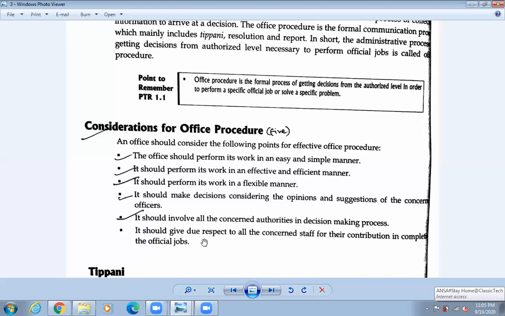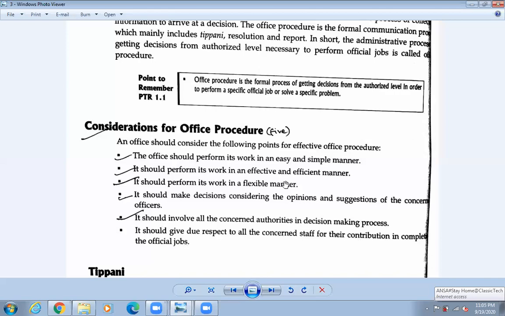So, it should give due respect to all the concerned staff for the contribution in completing the official job. So to complete the official job, we should give due respect. Okay, so you use respective words. So we need to communicate from lower level to the upper level. Okay, lower level, middle level, and upper level only. Janu poryo. Okay, so in this way, these are the considerations.